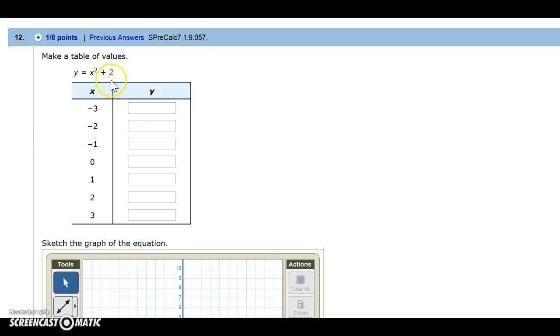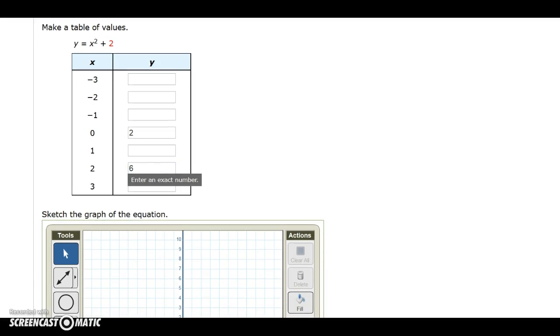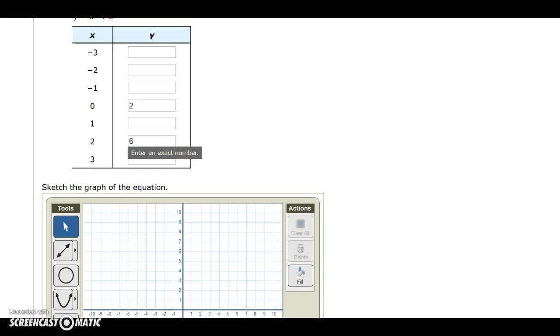This is going to be a parabola. It says make a table of values. So an easy x value of 0 would give me a y value of 2. And let's say, I'm just going to do a couple of them for practice. An x value of 2 would be 2 squared, which is 4, plus another 2, which is 6. So those two ordered pairs should be enough to graph the parabola.